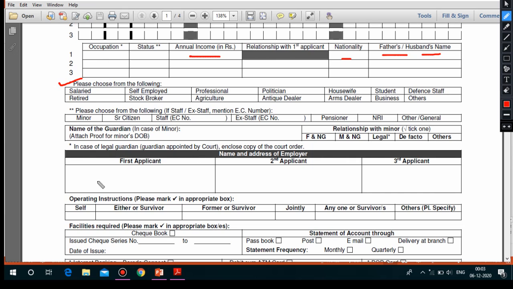Then next comes the section for if you are below 18, that means a minor. A minor is someone whose age has not reached 18. In that case, the guardian, meaning your parents, will be your guardians. So you have to mention their details over here.